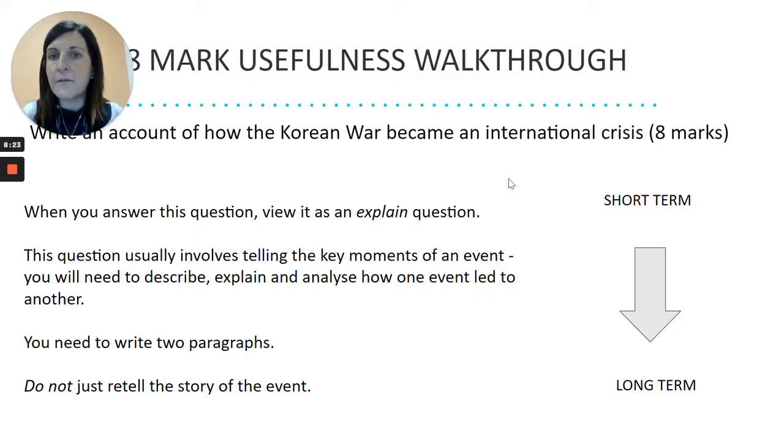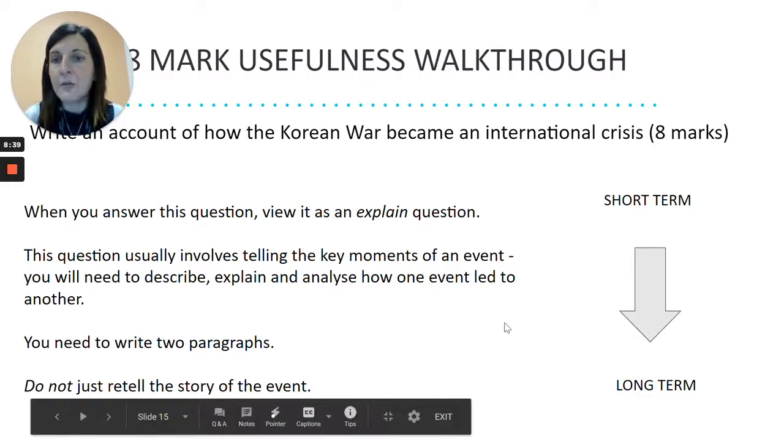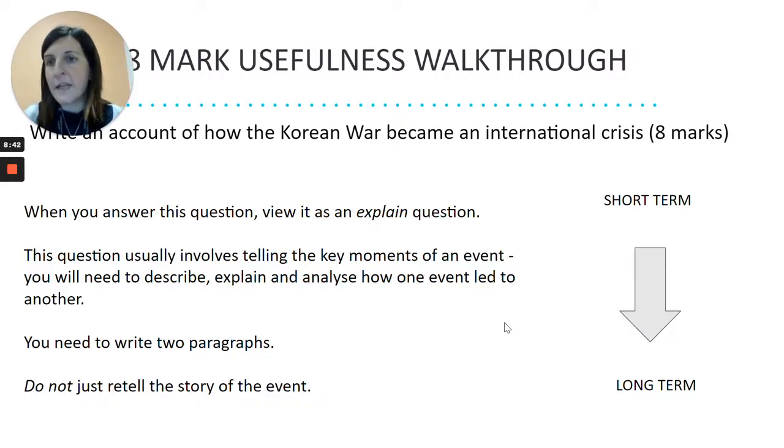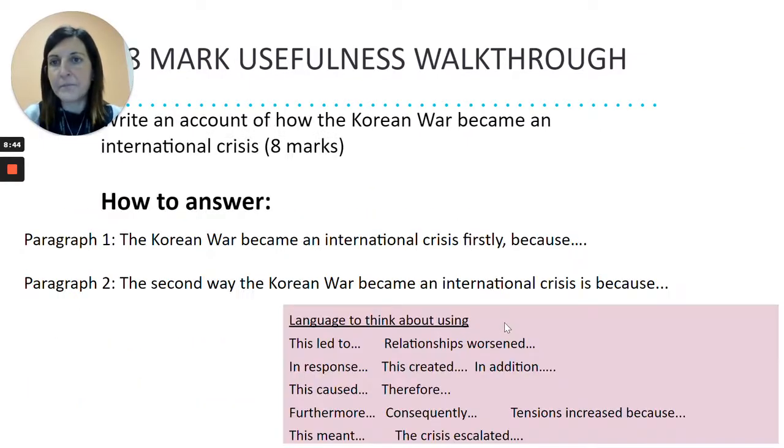So the question usually involves telling the key moments of an event. You will need to describe, explain, and analyse how one event led to another. So how did the outbreak of the war become an international crisis? And the examiner really wants you to think about initially, so short term, and then long term. Do not just retell the story of the event.